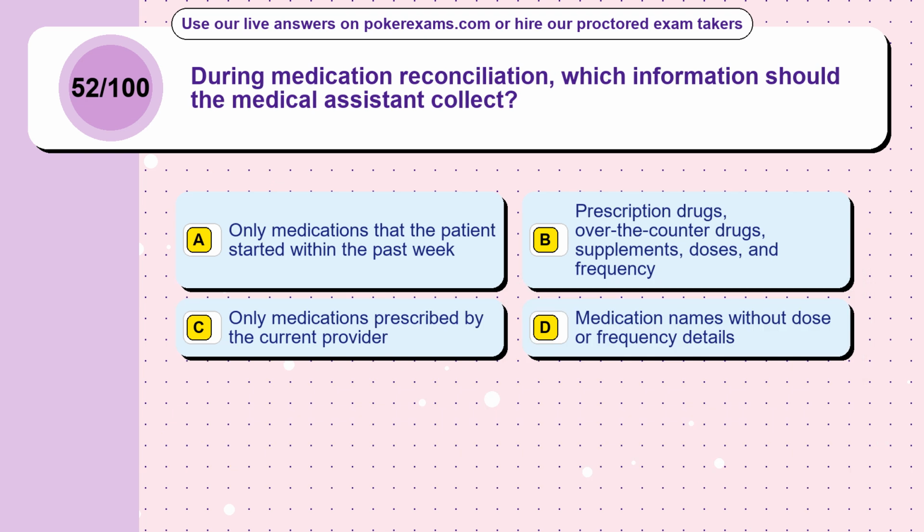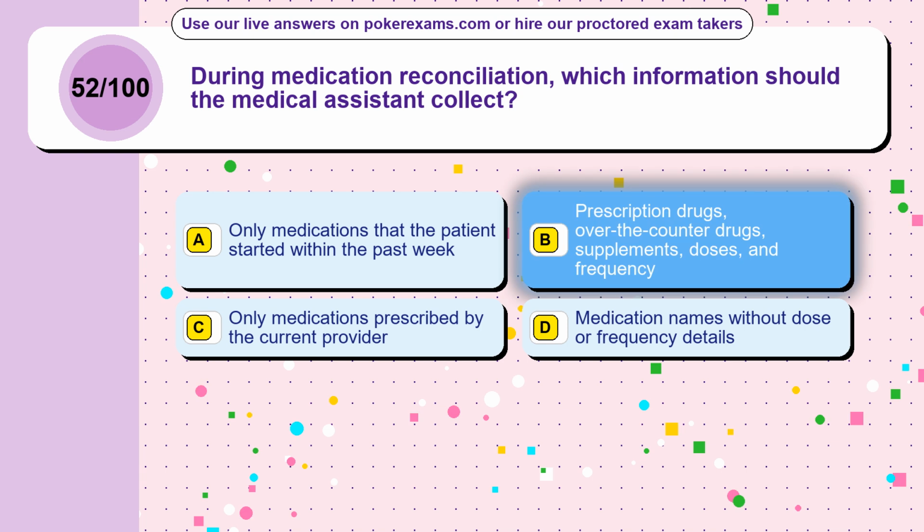Question 52. During medication reconciliation, which information should the medical assistant collect? Option A. Only medications that the patient started within the past week. Option B. Prescription drugs, over-the-counter drugs, supplements, doses, and frequency. Option C. Only medications prescribed by the current provider. Option D. Medication names without dose or frequency details.